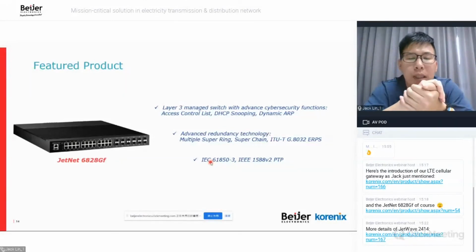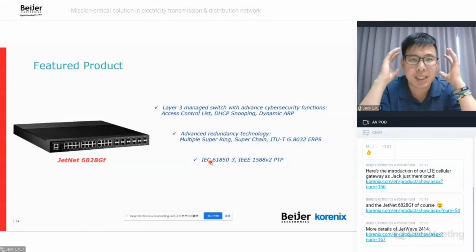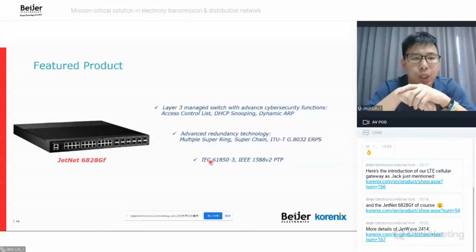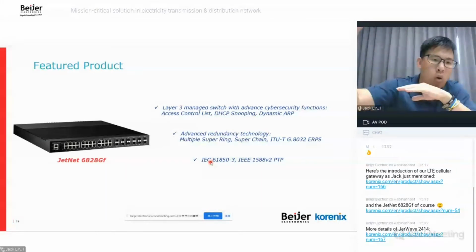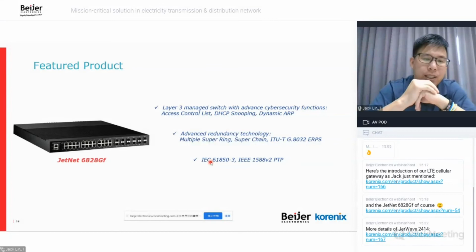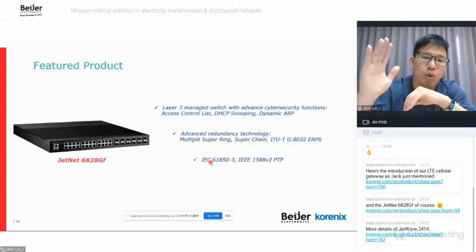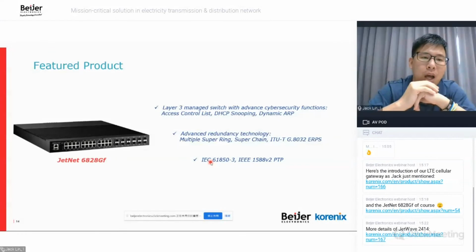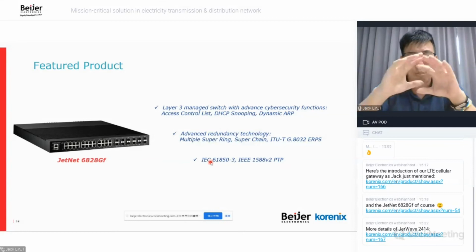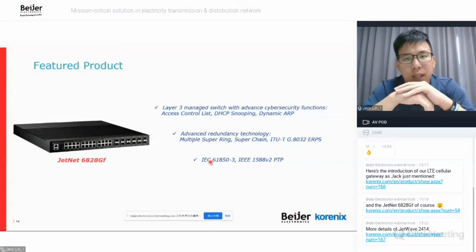I will not go into the detail of these cybersecurity functions, but the basic idea is to do authentication to prevent unknown access or an unknown attack from the outside to the local private substation network. Okay, if I don't know you, if you're not in my approval list, I will reject your access, whether coming in or going out. So this is the basic concept to protect a local private network.